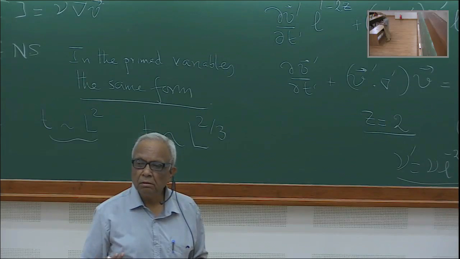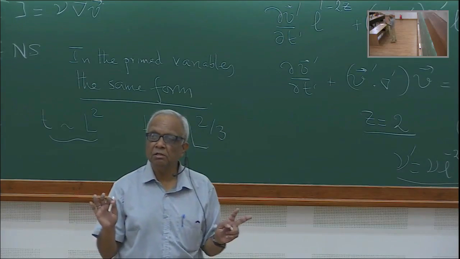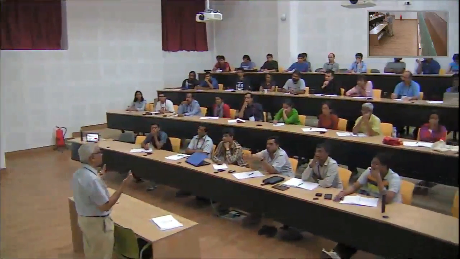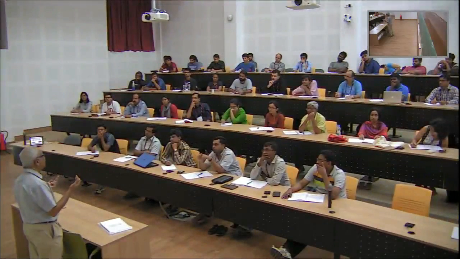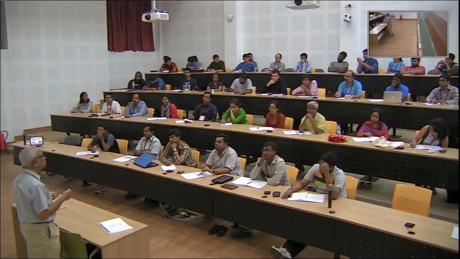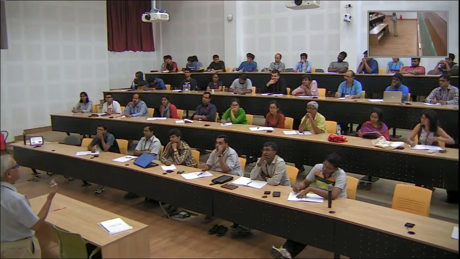No, no, no. The dimension of viscosity has nothing to do with this at all. I've never used that the dimension of viscosity is L squared over T. It's diffusion, L squared over T. It doesn't tell me anything about what's going to happen. But that would not fix my Z.